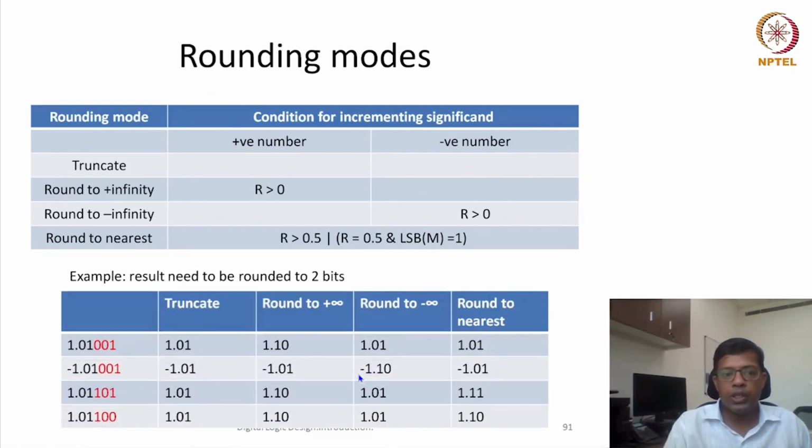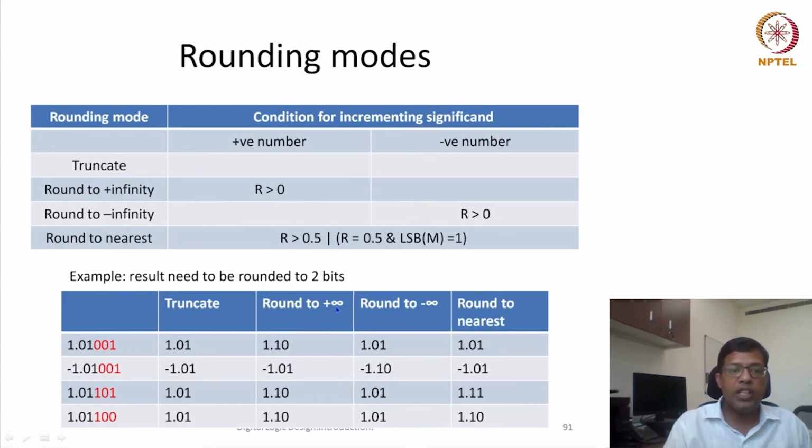Let's say that the result needs to be rounded to 2 bits. So let us say these are the input numbers. Now I am marking the residue bits in red. So if it is truncate, then I will always remove the residue bits, will not do anything else. So whatever is the number given other than residue bits, that would be given as the answer.